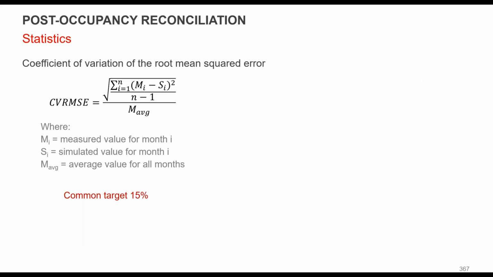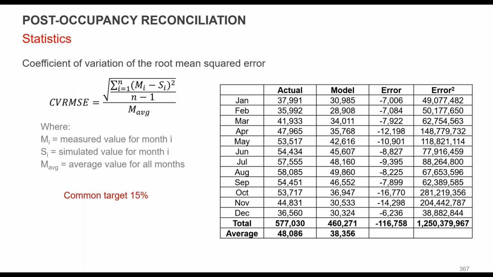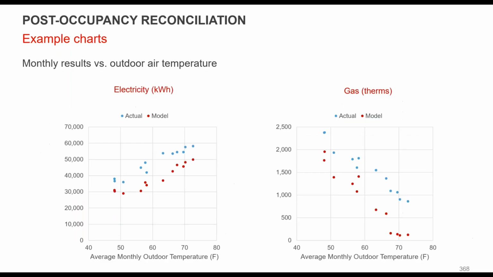So there's also the coefficient of variation of the root mean square error, and a common target of that is just about 15%. In this case, if we look at that and do the calculation, the error squared, we get a CVRMSE of about 22%, again, about the same. So a little higher than we might want. So we need to do some calibration work. So let's take a look at what's going on.